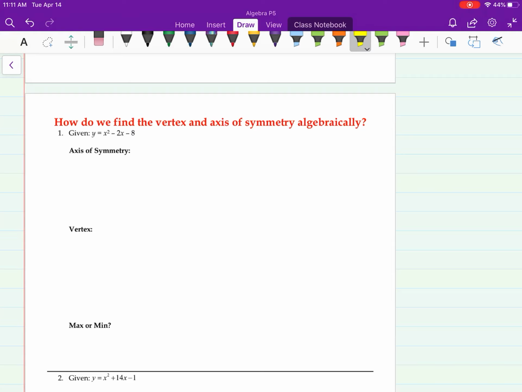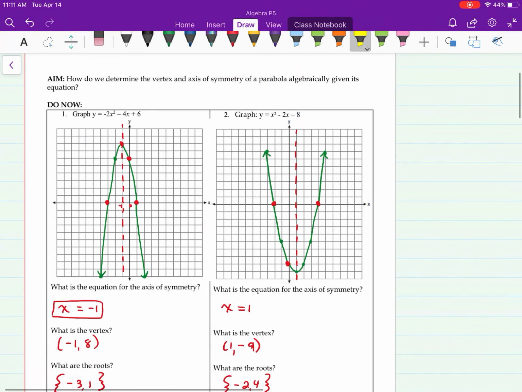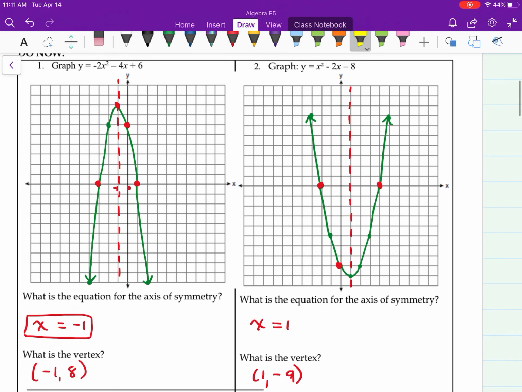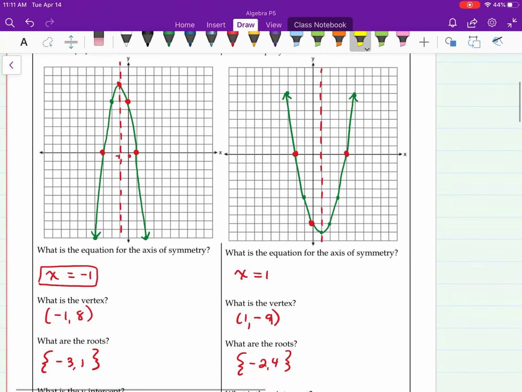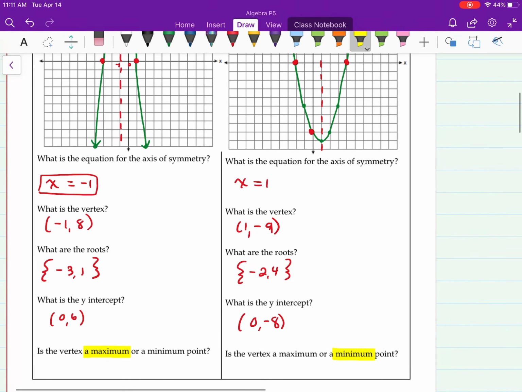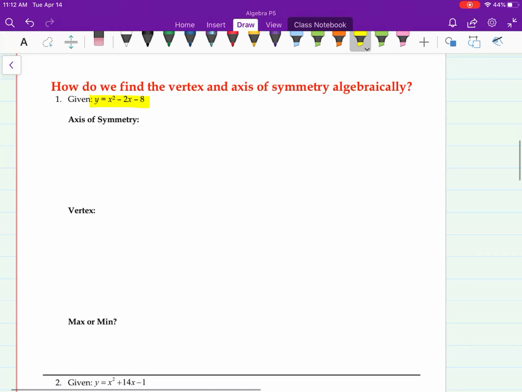So here is the first example. Y equals x squared minus 2x minus 8. Now, if you're saying that might look familiar to you, it should, because that's actually the second do now question that we did. We already graphed this and saw that the axis of symmetry is x equals 1, the vertex is at 1, -9, so on and so forth. But how would you figure that out if you didn't have the graph to look at?